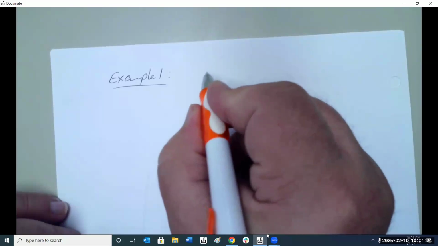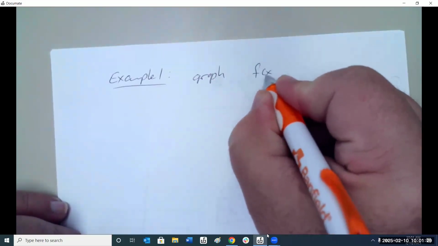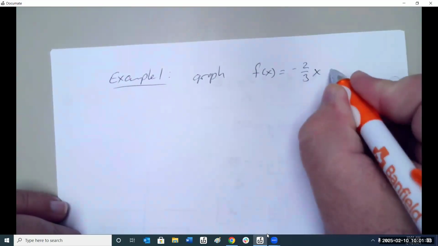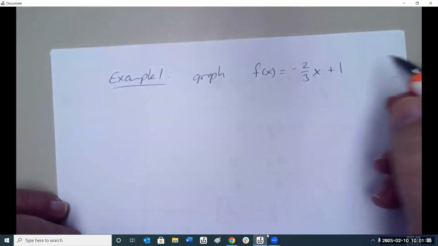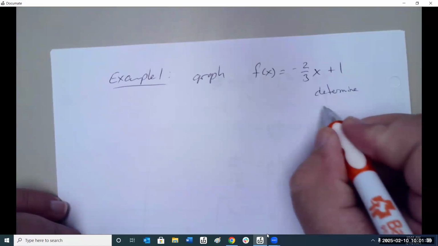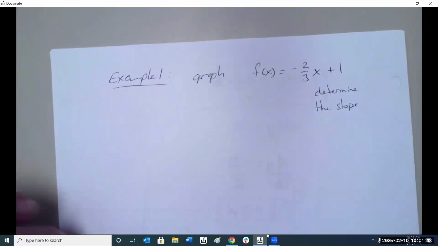Example 1. Graph the function -2/3 x plus 1 and determine the slope.